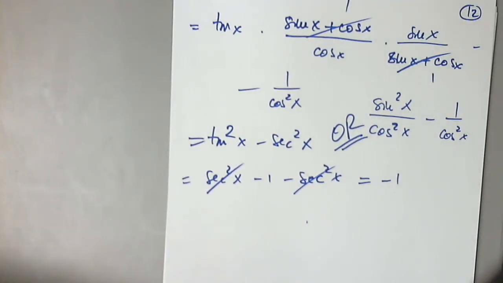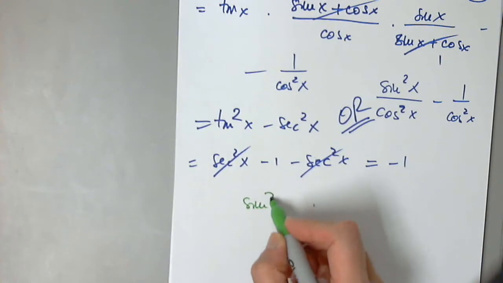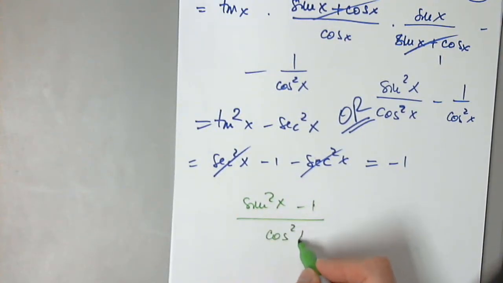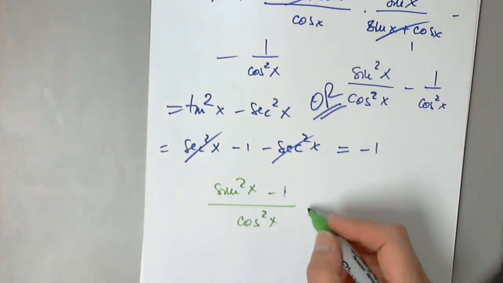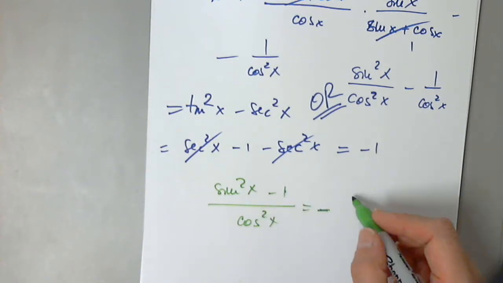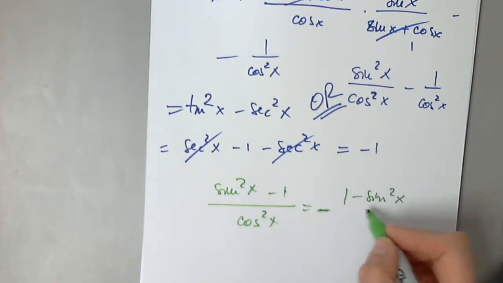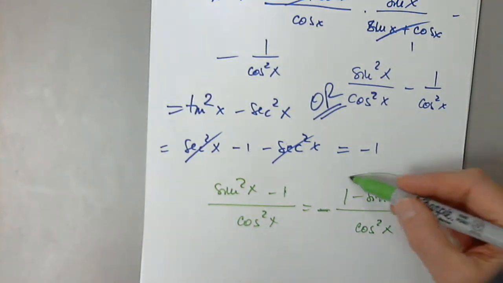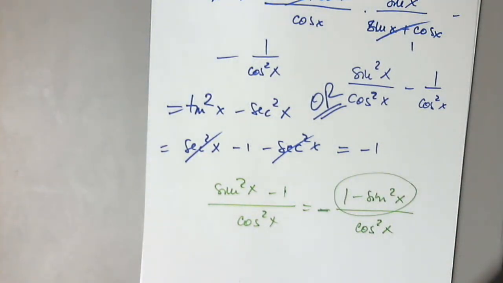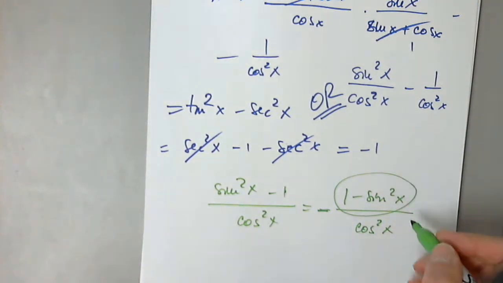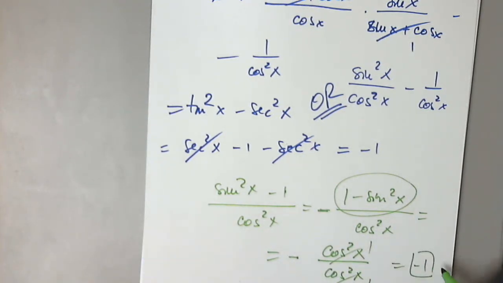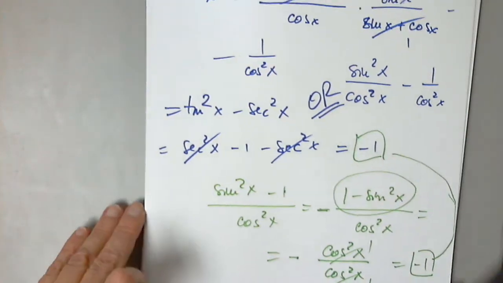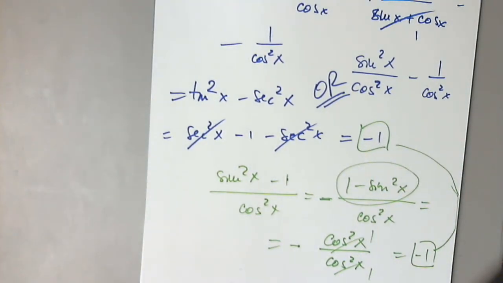Let's take a look. So sine squared minus 1 over cosine squared, right? Because they have the same denominator. I write sine squared minus 1. But I will factor out negative 1 and change the top into 1 minus sine squared x over cosine squared x, because I know what this equals to. Cosine squared. Very good. So if this is negative in front, cosine squared over cosine squared, this is 1 with minus in front is negative 1. Of course, the same result we obtained with the other trig identity.